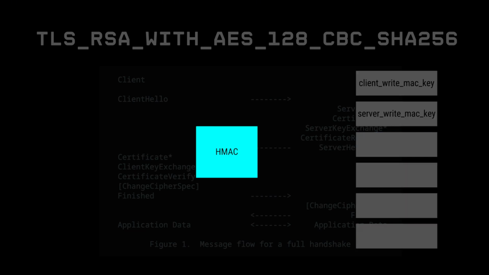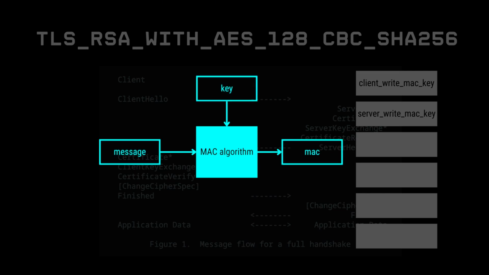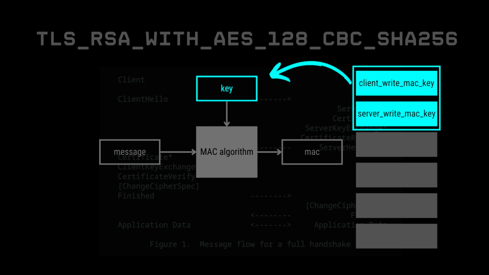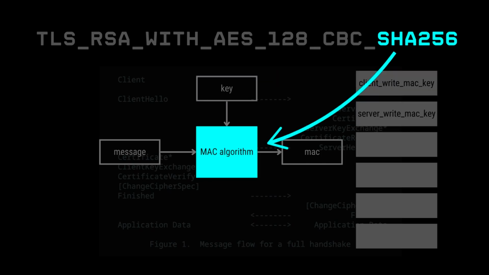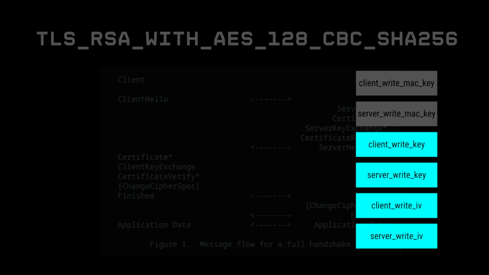Aside from encrypting the messages, TLS also needs a way to verify the integrity to make sure they are not tampered with during transit. Hashed message authentication code is used to do that. A MAC is derived by sending both the message and key into a one-way function. The keys used are the client and server write MAC keys. The MAC algorithm used in this case is SHA-256. The next 4 keys are the ones used for the actual message encryption.